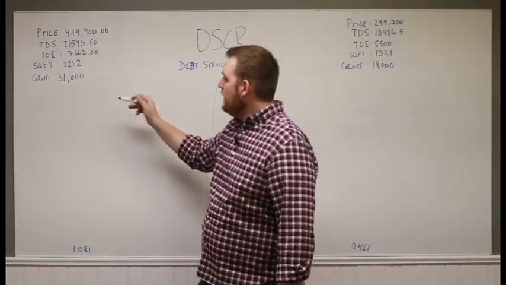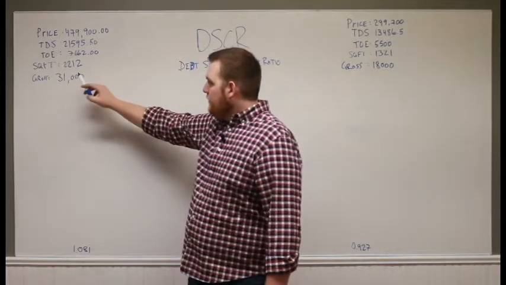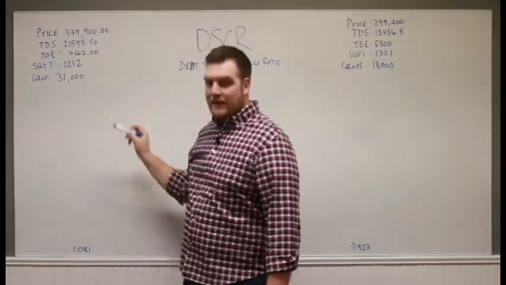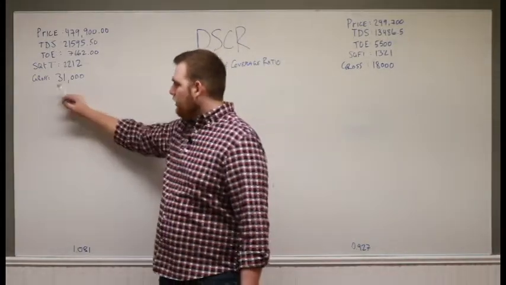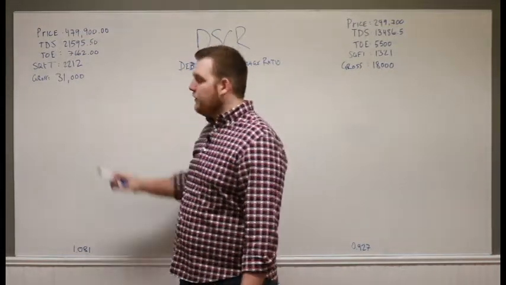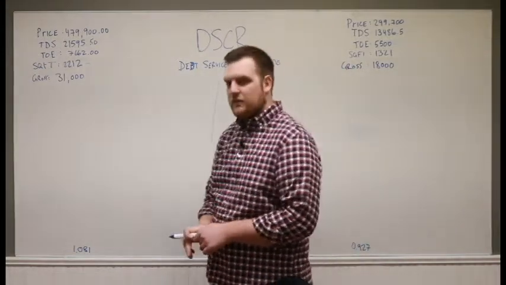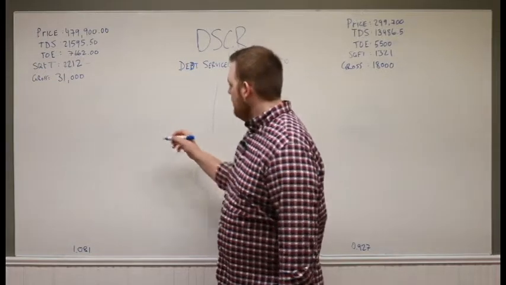That's quite low. As far as square footage, it's 2,212 square feet. We're not going to need square footage to calculate DSCR, but just to give you an idea of the property. And it grosses, meaning that all the rents added up over the year add up to $31,000 per year. So how would you calculate the debt service coverage ratio? Let's do it first, and then we'll talk more about what it is.